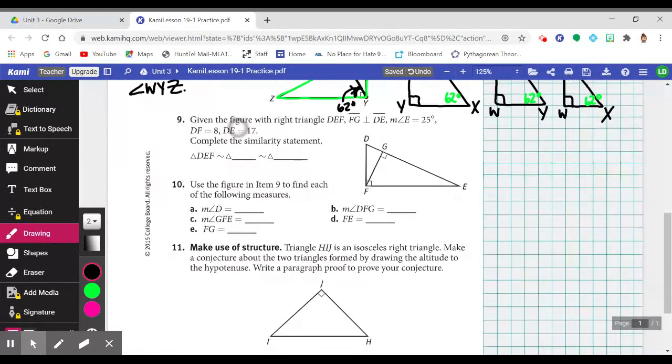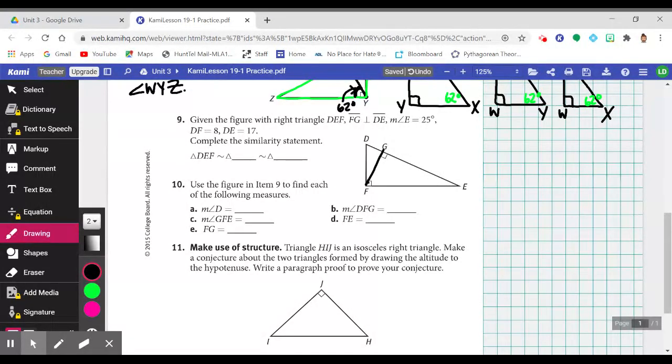Now let's move on to number 9. Given the figure with right triangle DEF, they tell us that FG is perpendicular to DE. So can you guess what we're going to call FG, what type of segment? The altitude. If it comes from a vertex of a triangle perpendicular to its opposite side, it's called an altitude. So that means we should have three similar triangles here, a small, medium, and large, if you will.